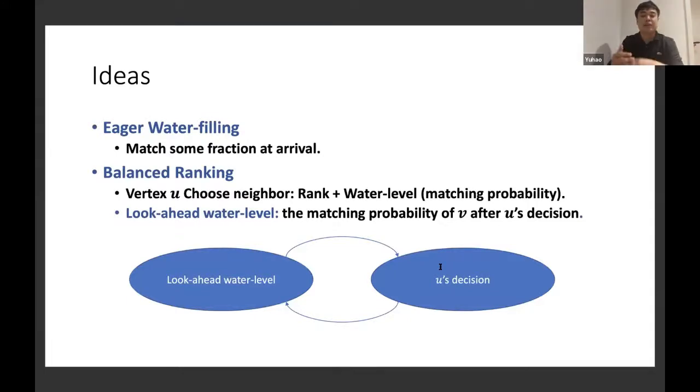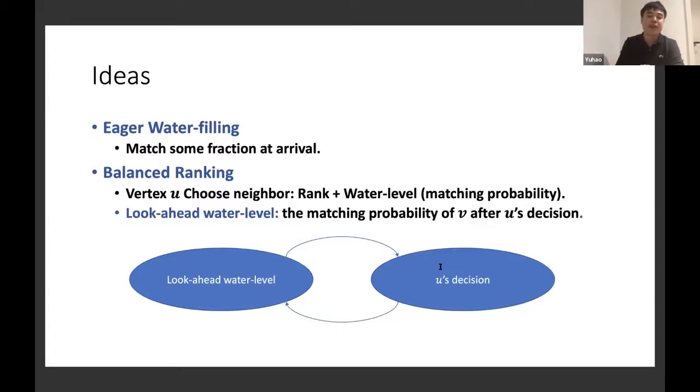Okay, then I will talk a little about the ideas. For eager water filling, the idea is quite simple. Recall that the fully online version of the water filling algorithm is a lazy algorithm. We wait until a vertex reaches its deadline and then make the matching decision. But in eager water filling, we match some portion of a vertex right at its arriving time. With this simple idea, we can beat water filling.